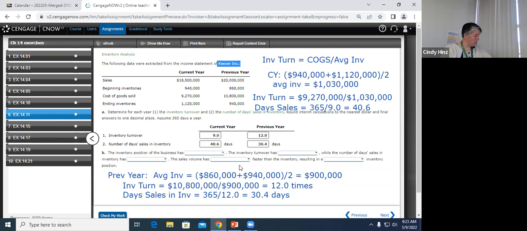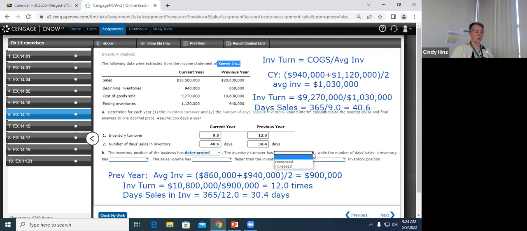So let's go ahead and answer the questions that are asked here. And I'm going to ask you to take this with a grain of salt. This exercise makes an assumption, and the assumption is based strictly on how this affects their liquidity. It doesn't really speak to what industry this company's in and whether inventory turnover of 12 or 9 is more typical. We don't know. We're only talking about how this impacts their liquidity. And from that standpoint, the inventory position of the business has deteriorated. They're holding onto their inventory longer. The inventory turnover has decreased from 12 to 9, while the number of days sales in inventory has increased.